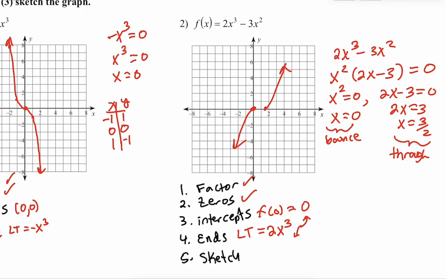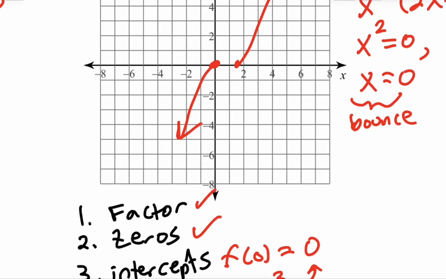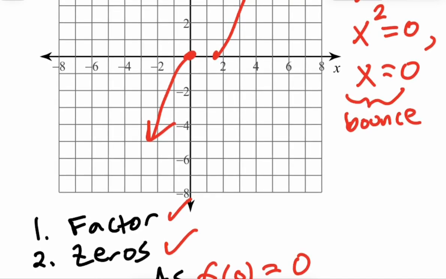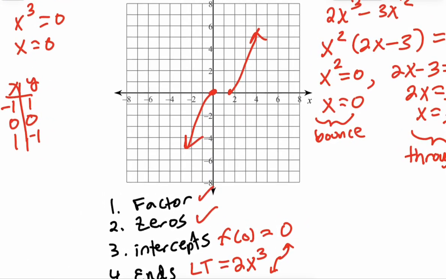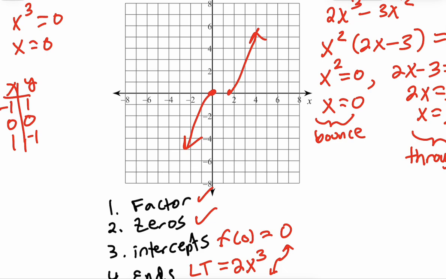So you could always plug in 1. 1 is a point between 0 and 1.5. So if you're unsure and you plug in 1, you do get -1. That is a way to verify that you do bounce downward. You don't have to plug in that point. You can plug in as many points or as few points as you have to, but we do bounce and come back up.